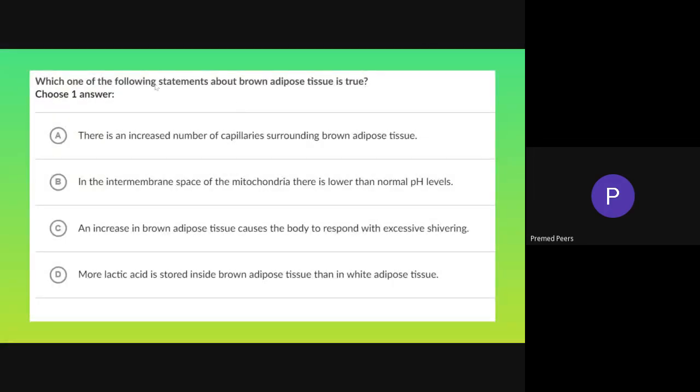Which one of the following statements about brown adipose tissue is true? This one also requires you to draw on knowledge gained through the passage and from the previous questions. The answer is A, that there is an increased number of capillaries surrounding brown adipose tissue. The reason is that you know there is increased oxygen consumption that relates to the function of brown adipose tissue. You would need an increased number of capillaries so that you have more efficient gas exchange occurring within that tissue. Does that make sense to everyone? Any questions about that? Or again, why the other answer choices might be wrong?